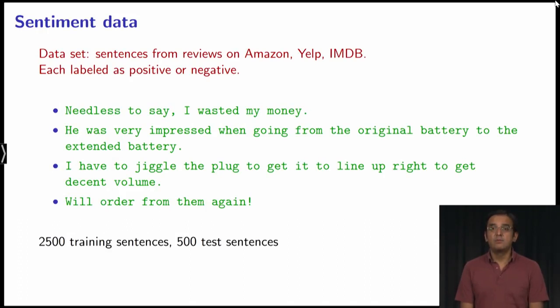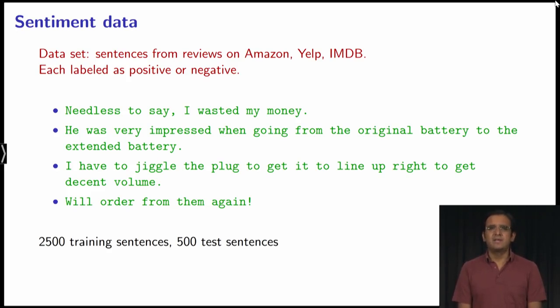So here's the problem we want to solve. We get a review of a product or movie or restaurant, and we want to figure out if it's a positive review or a negative review. The data we have is collected from various websites like Amazon and Yelp, and from each review just a single sentence has been extracted and it's been labeled as plus or minus, positive or negative. Okay, so let's look at some of these examples.